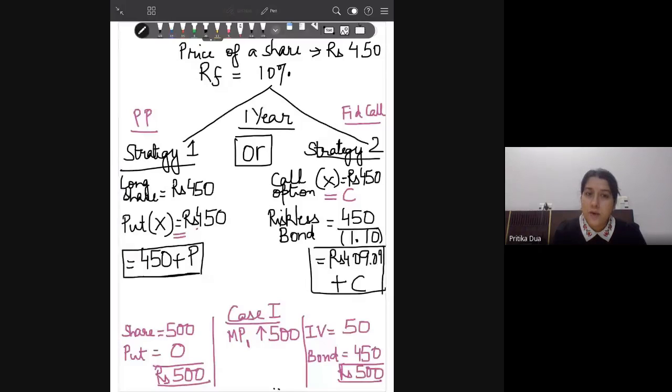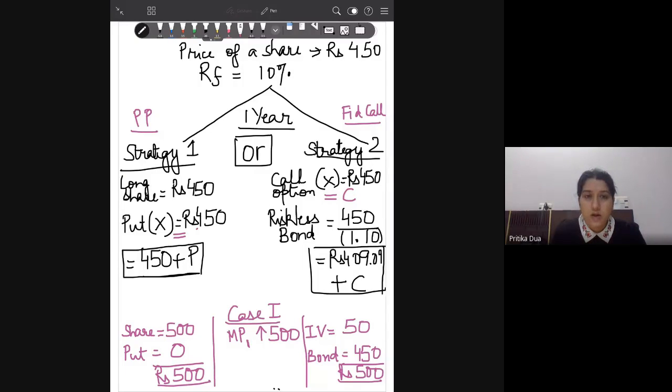So what we see is that after 1 year, whatever be the price in the market, you are getting the same return from both the strategies. Case one, which we take, is that the market price increases, and say hypothetically it increases to 500 rupees. So what will be the return for the investor under strategy one? When the market price becomes 500, you have a put option of 450, you will not exercise that option contract, so your inflow from the put option will be zero. While the share today is worth 500, the value of the investment you are holding is rupees 500.